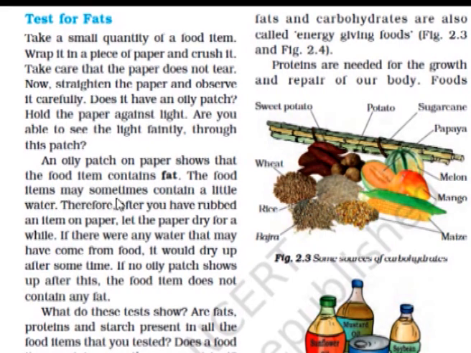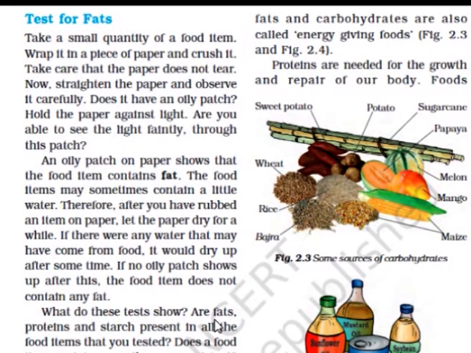The food items may sometimes contain a little water. Therefore, after you have rubbed an item on paper, let the paper dry for a while. If there were any water that may have come from the food, it would dry up after some time. If no oily patch shows up after this, the food item does not contain any fat.